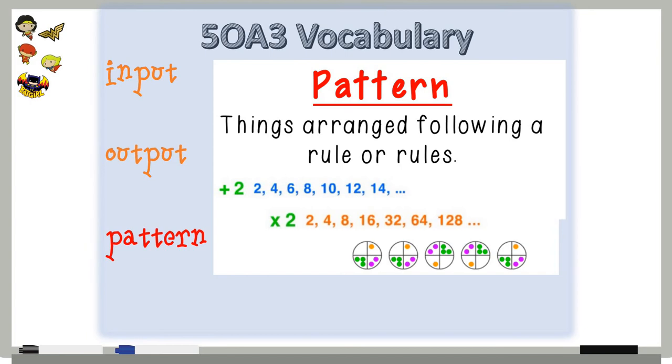And then pattern. A pattern is things arranged following a rule or rules. So in this case, if we look at the first one, the ones in blue, we have a rule, or a pattern, of plus 2, so 2, 4, 6, 8, 10. Then in the orange, we have a pattern of times 2, so 2, 4, 8, 16, 32, 64, 128. Right, so a pattern is kind of like how we go from one number to the next.